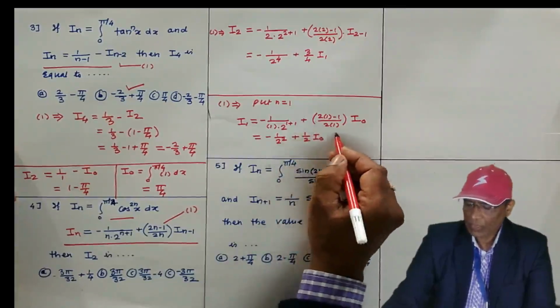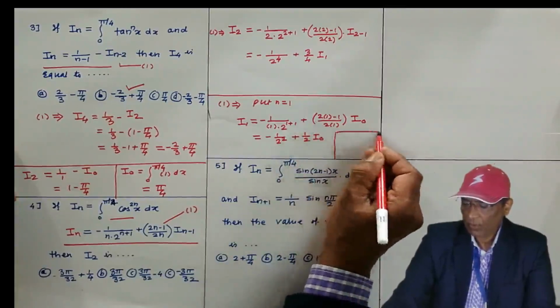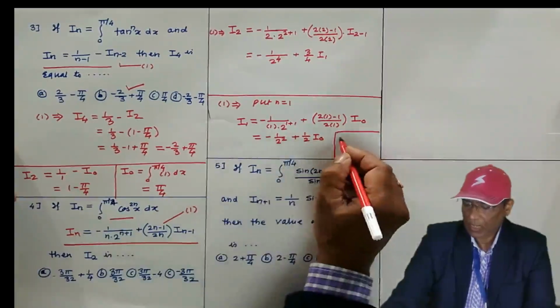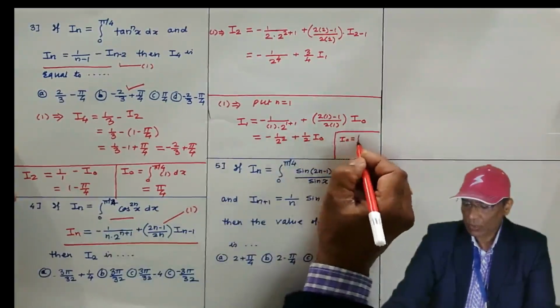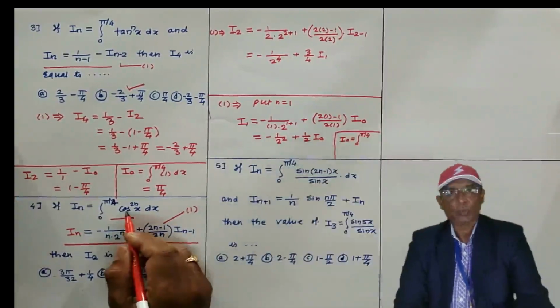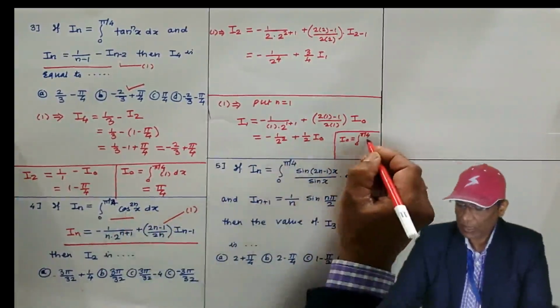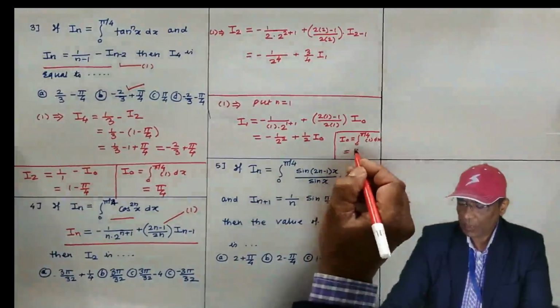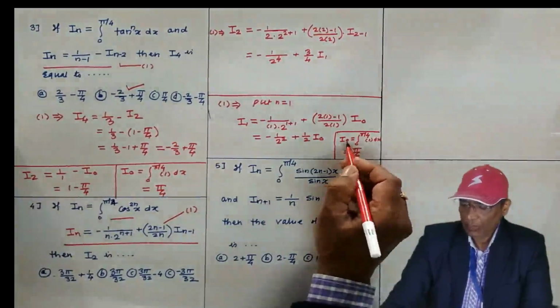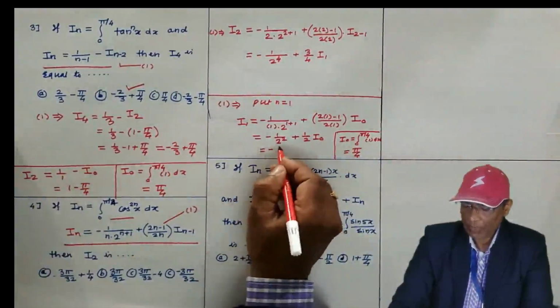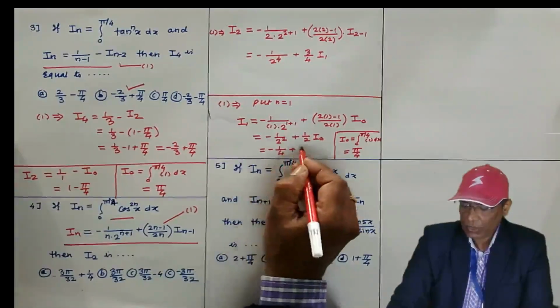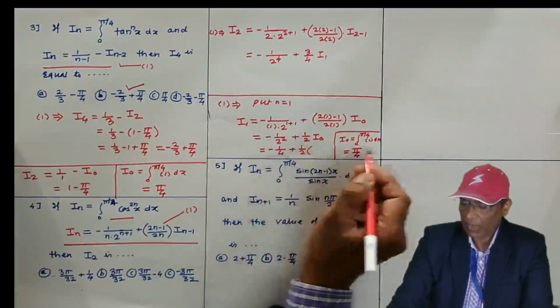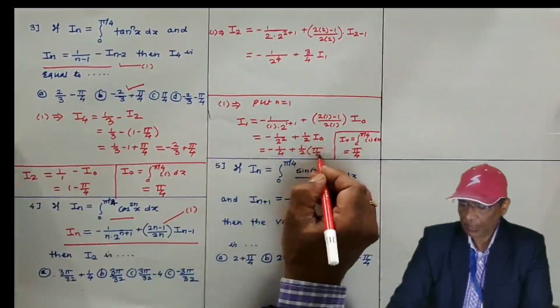And the value of I0 is what? I0 equals integral 0 to pi by 4, cos raised to power 0 is 1, means integral of 1 in the limit 0 to pi by 4 is pi by 4. So put value of I0 here, minus 1 by 4 plus 1 by 2, and value of I0 is pi by 4.